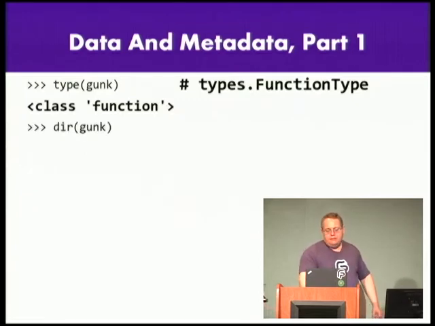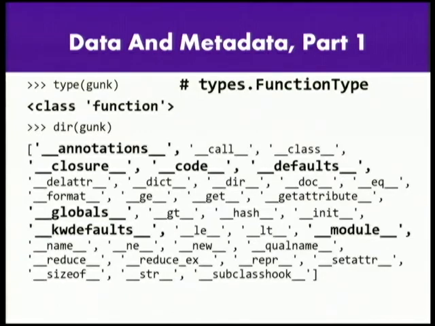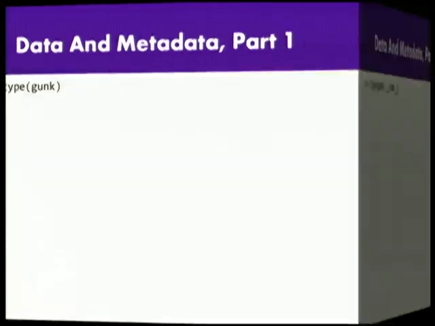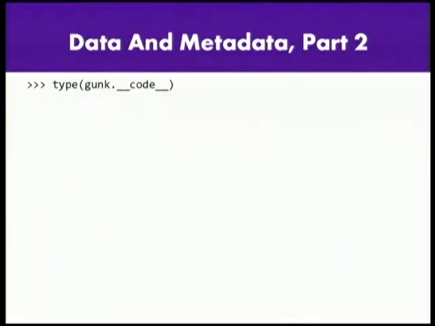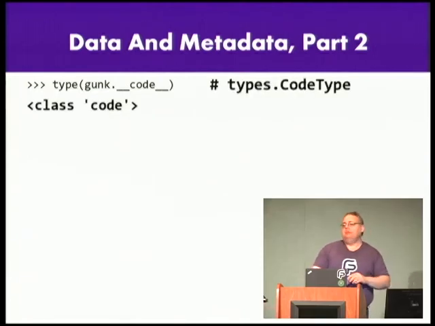And if we look inside of gunk, we see a whole bunch of dunder stuff. The ones that are in bold and large, those are the ones that are specific to function objects, and I wanted to draw attention to them. You don't have to memorize them. I'm going to go through them in detail in a couple of slides. But the one I want to draw attention to is dunder code. Dunder code on a function object is a different thing called a code object.